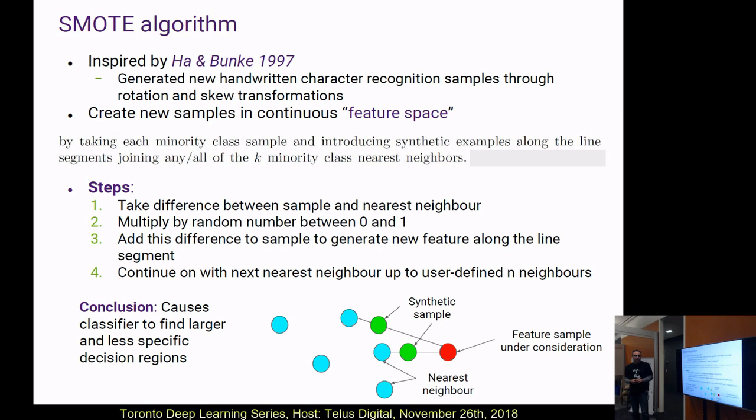Yes? What is the feature sample under consideration? What is that in nature? This would be whatever feature vector you would have in your data set. I see, so a component of a vector? It would be the full vector.